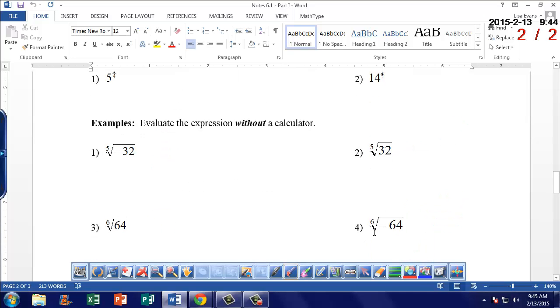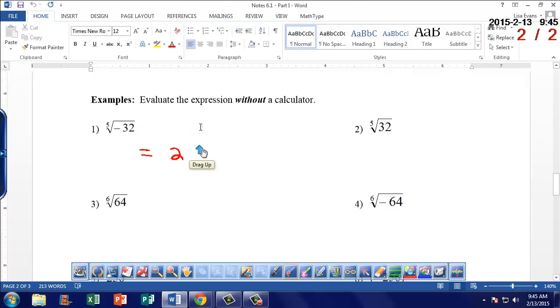Now, these problems can get tricky depending on how we do it. I like to look at it in radical form. It just helps me. So I think to myself, what number times itself 5 times gives me 32? So when I do that, the answer is 2. How do I know that? Because I have my chart memorized. If we look in the 2 row and the x to the 5th column, it's 32.